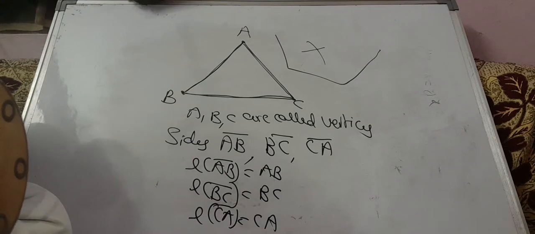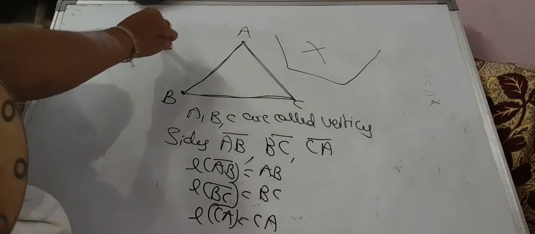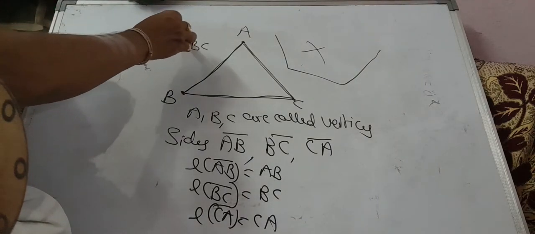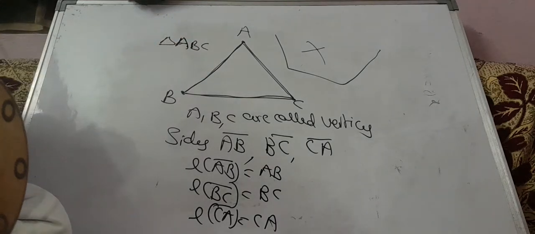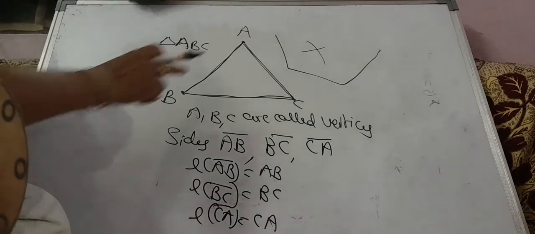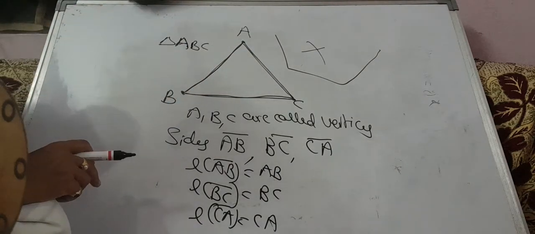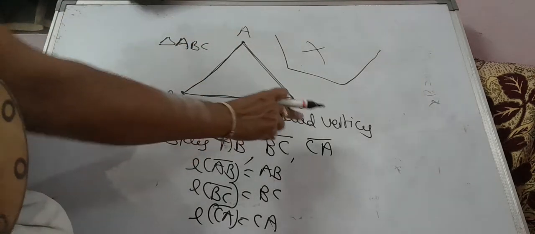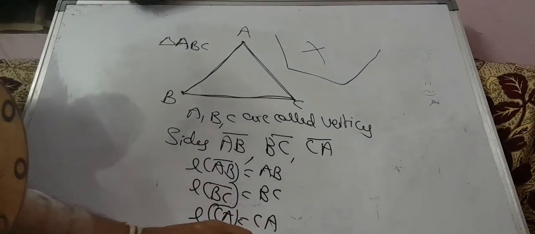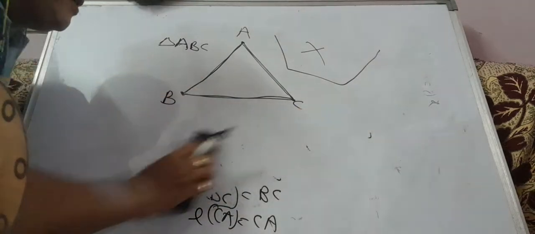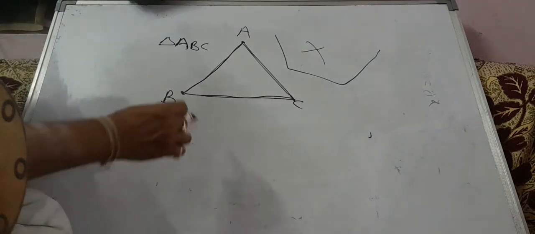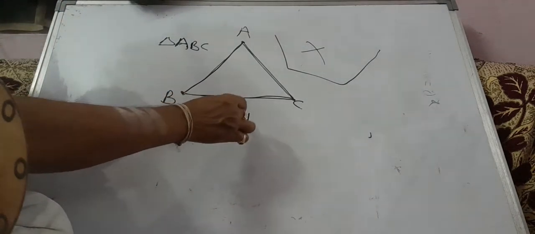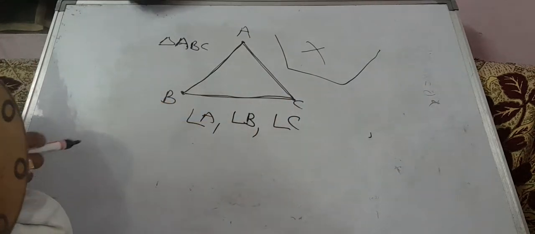So here we learned a triangle and naming the triangle also. Triangle ABC. We write a small triangle symbol before ABC, and we read the name of the triangle as triangle ABC. So A, B, C are vertices, AB, BC, CA are sides, and what do we learn more? Angles. Angle A, angle B, angle C.